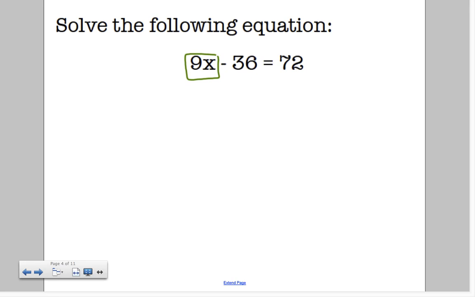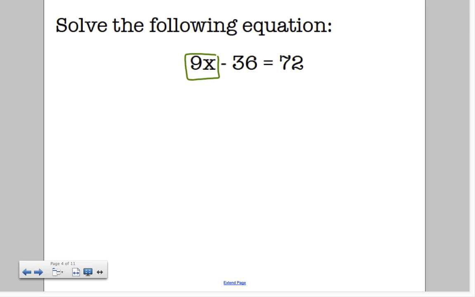All right? So I want you guys to focus in on that box, and look at it. Do you agree that there's another term on that same side? Our goal is to get rid of that term first. So what term is on the same side with the box, or the 9X? Negative 36. Negative 36.